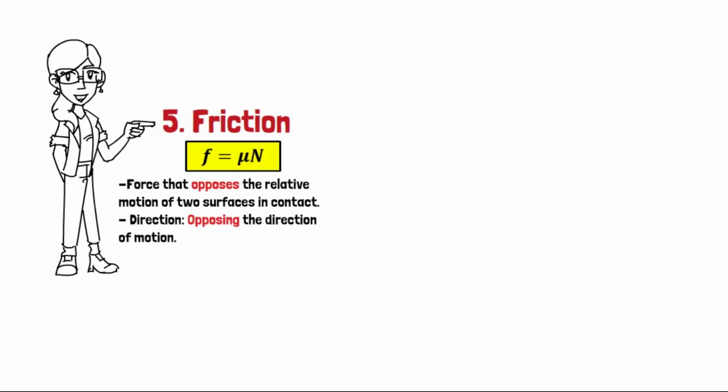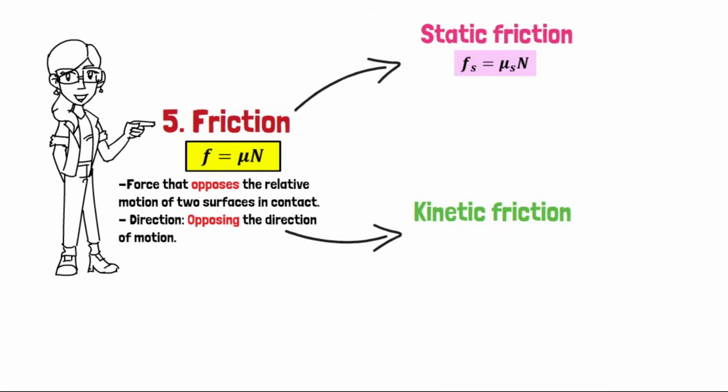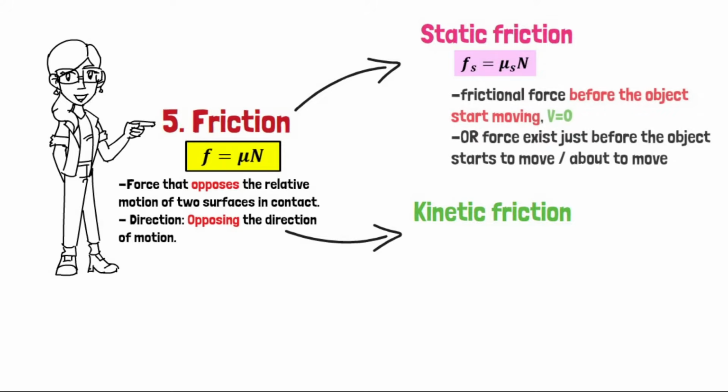Remember that frictional force is a force that opposes the relative motion of two surfaces in contact. And remember that the direction of the frictional force always opposite direction dengan motion. Dan frictional force terbagi kepada dua, iaitu static friction dan juga kinetic friction. Static friction akan wujud bila objek itu tidak bergerak lagi. Means that static friction is a frictional force before the object start moving.